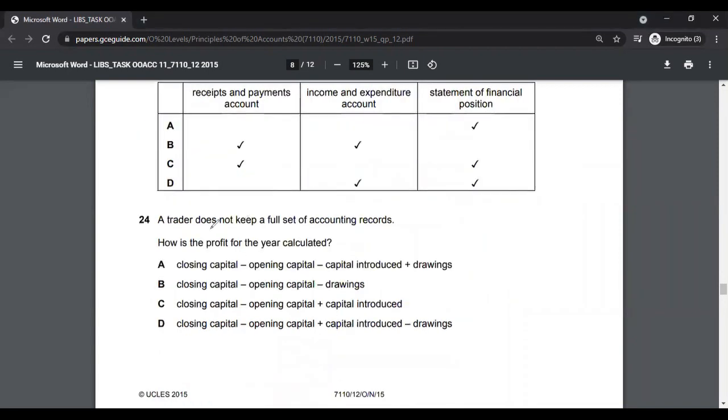Multiple choice 24. A trader does not keep a full set of accounting records. How is the profit for the year calculated? Closing capital minus the opening capital minus capital introduced plus drawings. The answer to multiple choice 24 is option A.